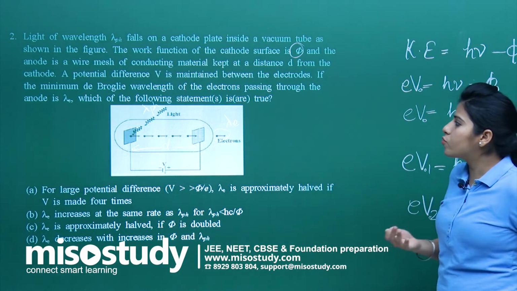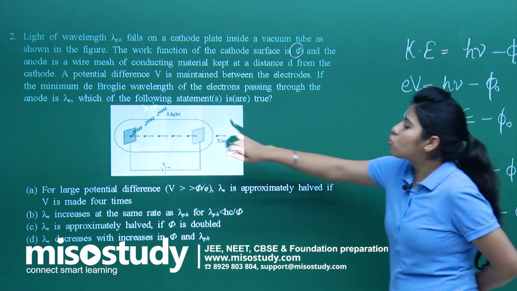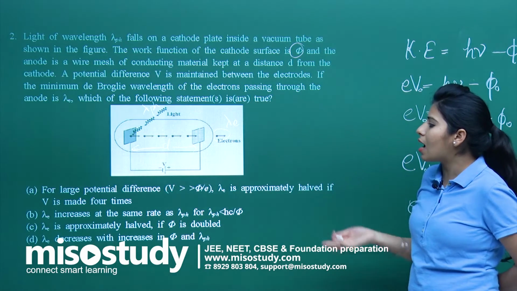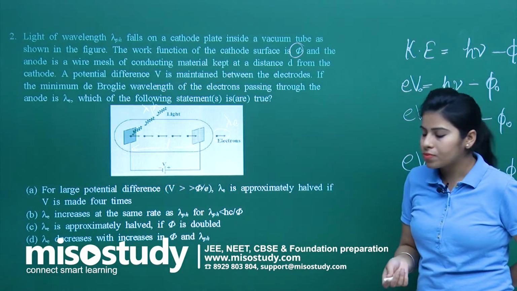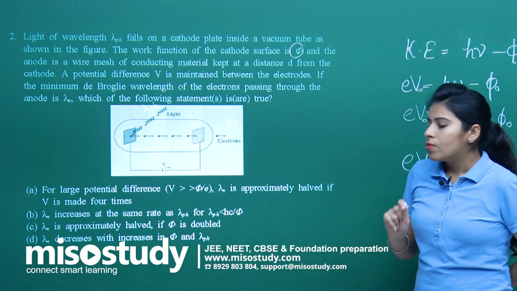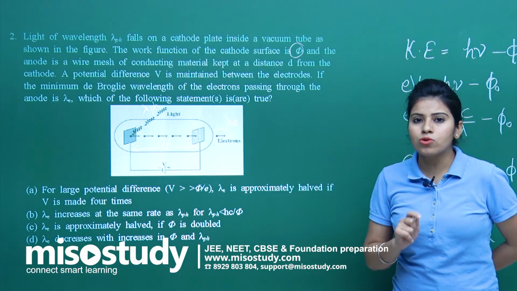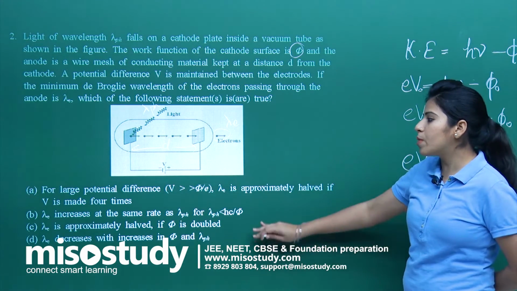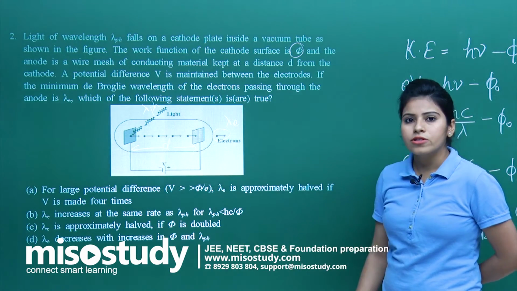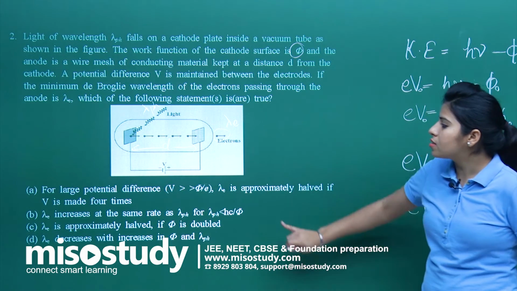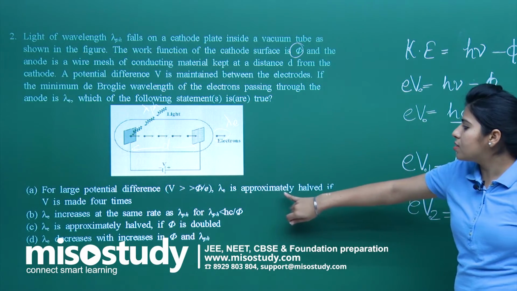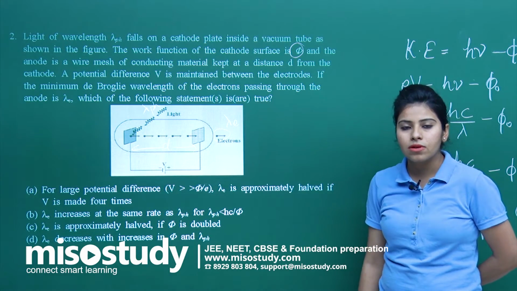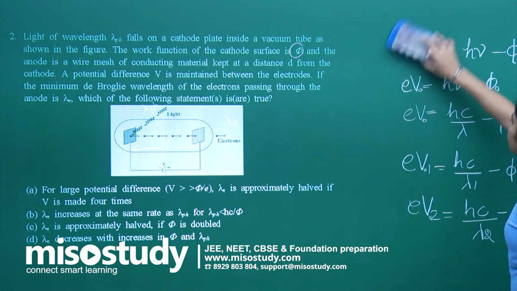Now what we have to find in the question? Which of the following statements are true? We have to tell them. Right? Now because we are solving those questions in which only one option can be correct, only one option would be correct among these 4. So let us just start with this. For the large potential difference, lambda E is approximately halved if V is made 4 times. So let me just start with the question.